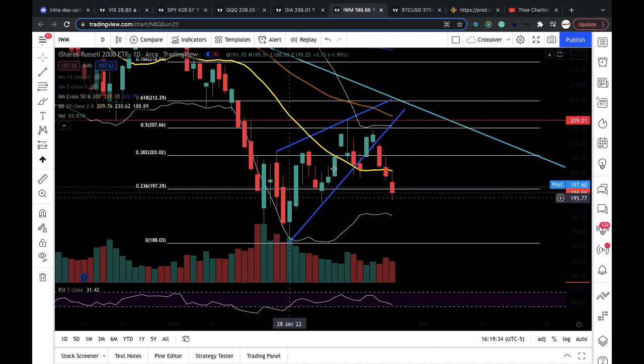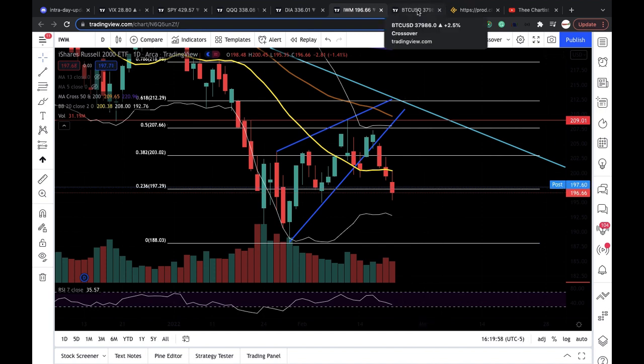So same drill. If we open below the 23.6 retracement, if we open below 197.29, we want to see a back test of that support level that we lost. We want to see it get treated as a resistance. So if you're going to look to short, you want to look to short on the back test. But of course, still got to manage your risk.